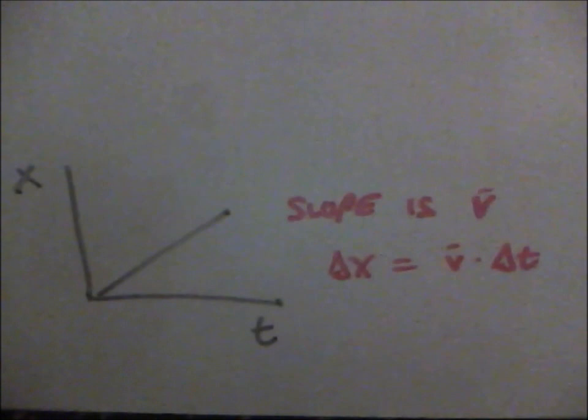Similarly, this graph has a slope which also has a meaning. Here we have the position x versus the time t, and the slope we assign the meaning of the average velocity v bar. We get the relationship delta x equals v bar times delta t by substituting the variables we have into the general equation for a line, y equals mx plus b.